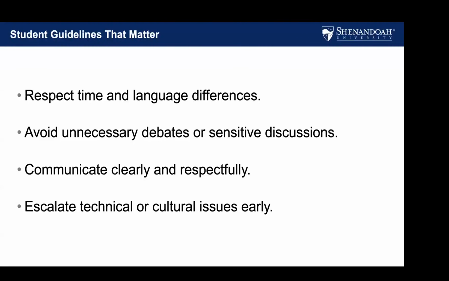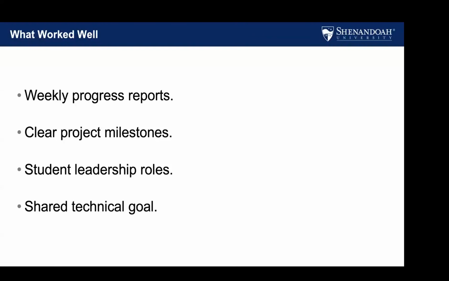And finally, make sure to escalate technical or cultural issues early. Immediately inform the instructor and the team leader as soon as a student faces a technical, scheduling, or cultural problem. Why? Early reporting helps us solve the issues before they affect the teamwork, the deadline, or the overall COIL experience. Let me go over what worked well during the 2 COIL projects I had.